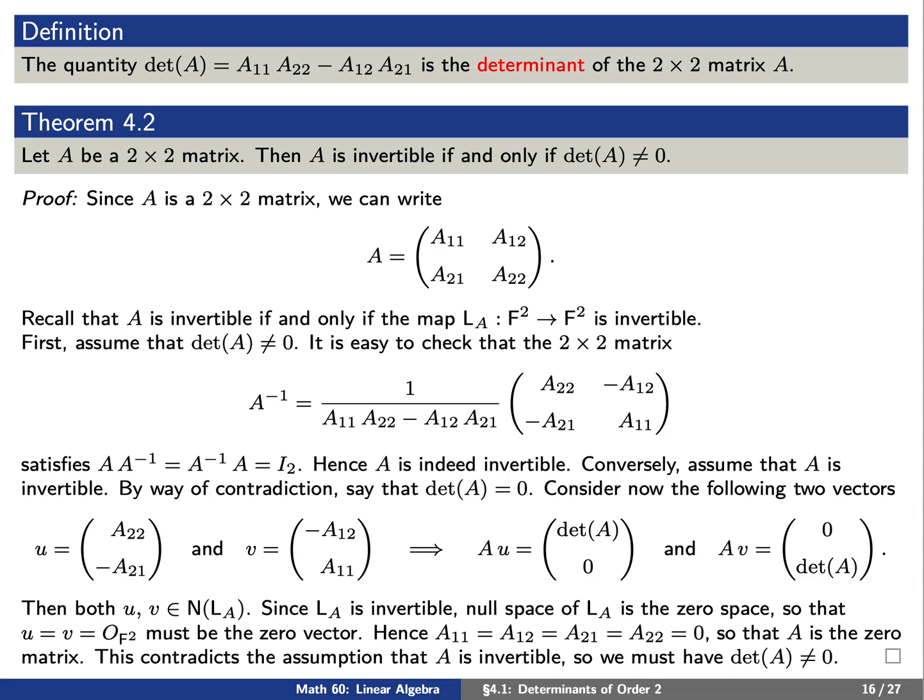This means that both u and v must be in the null space of this left multiplication by A. However, because we're assuming that A is invertible, left multiplication by A is also invertible, which means that the null space of this linear transformation must be the trivial subspace. That means that the only vectors that lie in the null space must be the 0 vector. So u and v must be the 0 vectors, which means that each of the 4 entries of our matrix A must be 0, showing that A is the 0 matrix. But of course, the 0 matrix is not invertible, so we have a contradiction. This means that our determinant must be non-zero.